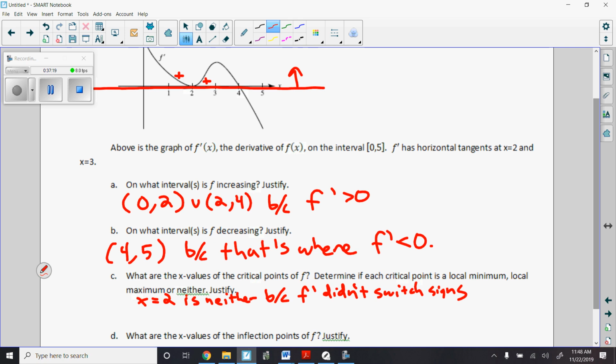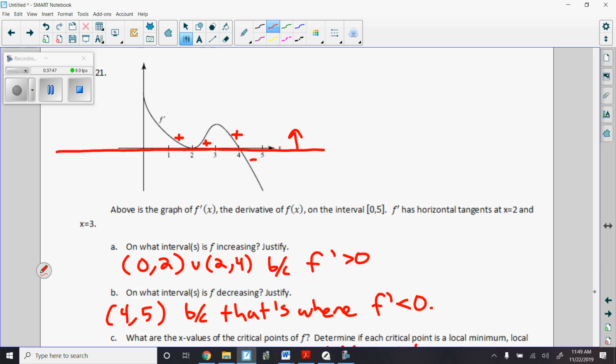Okay, x equals 4. I notice that f prime is switching from plus to minus, left to right. So I know x equals 4 is a local max, and again, because f prime switches plus to minus.